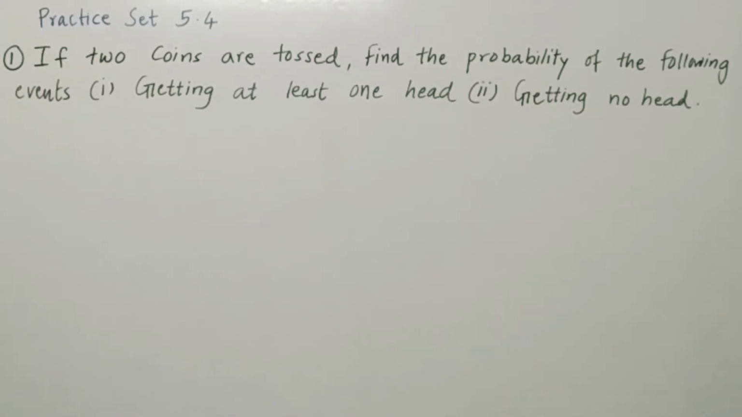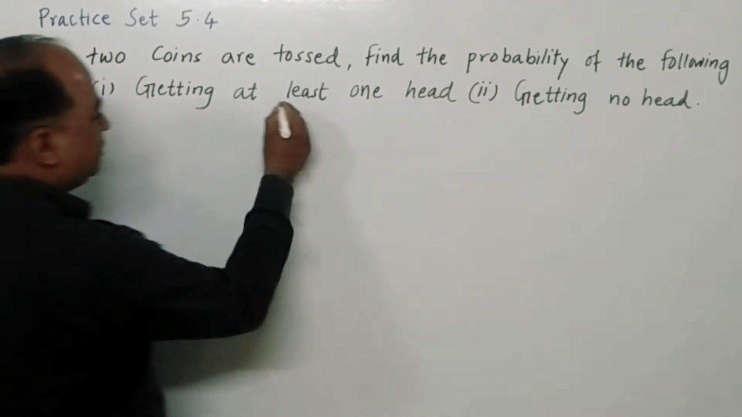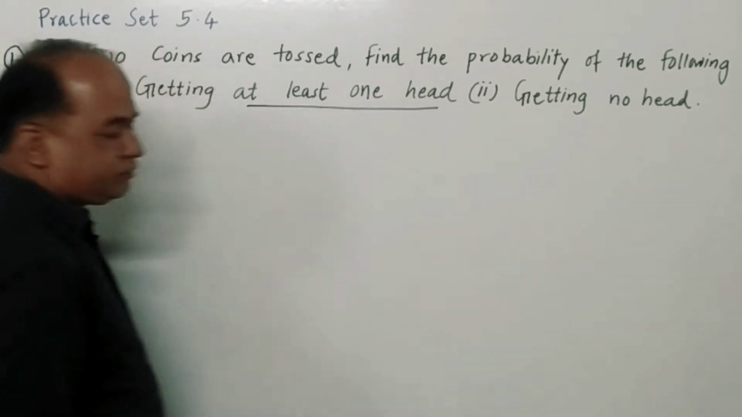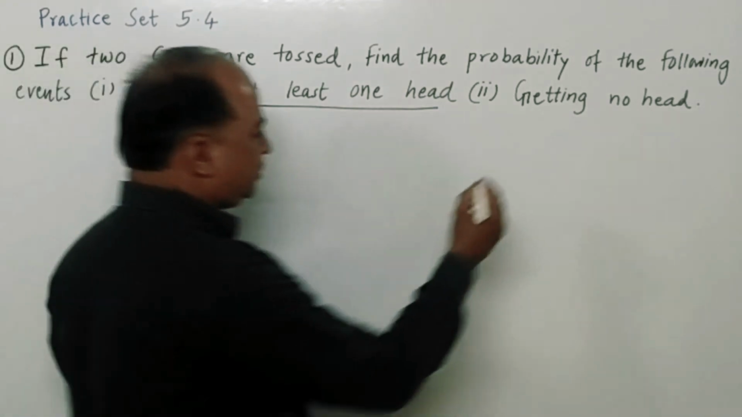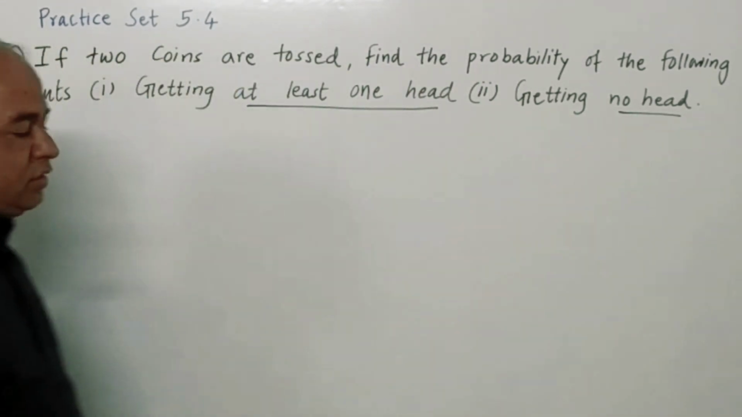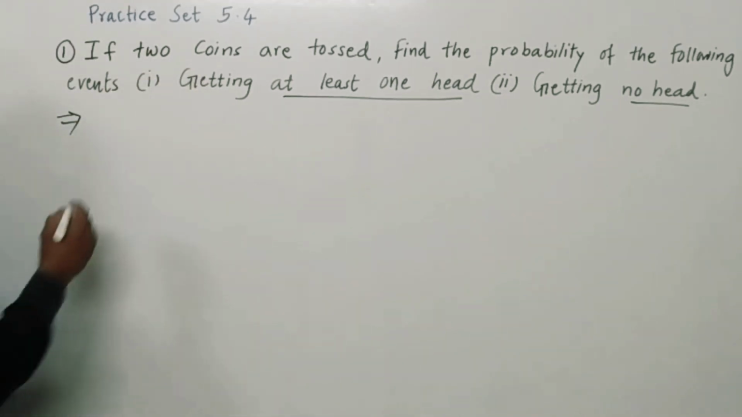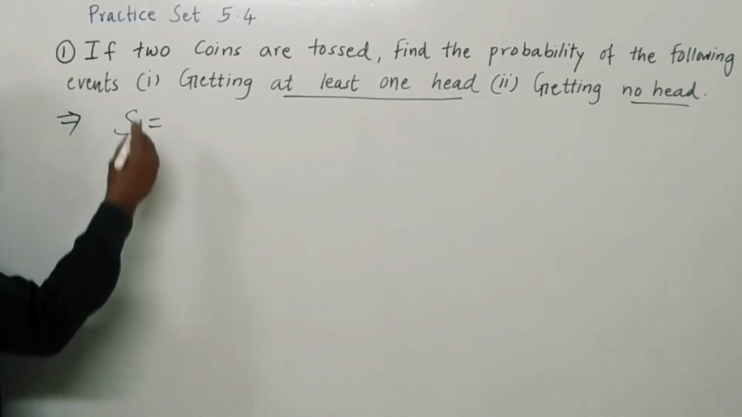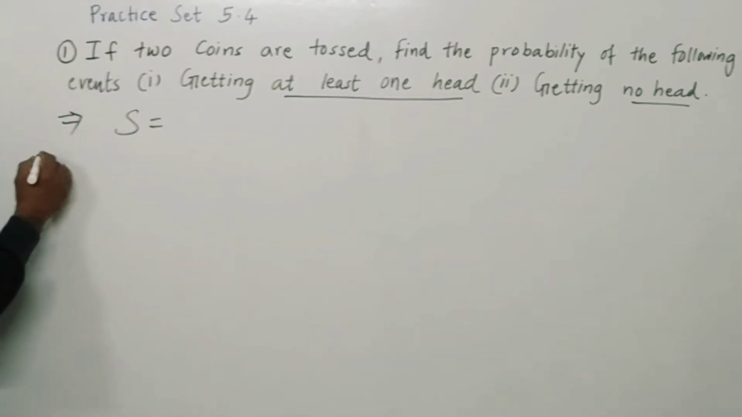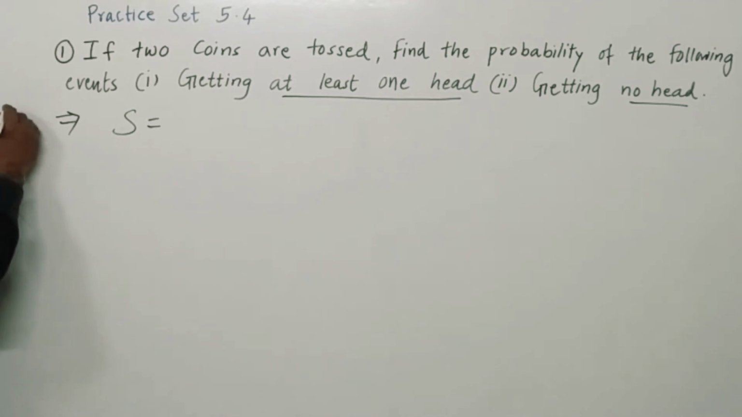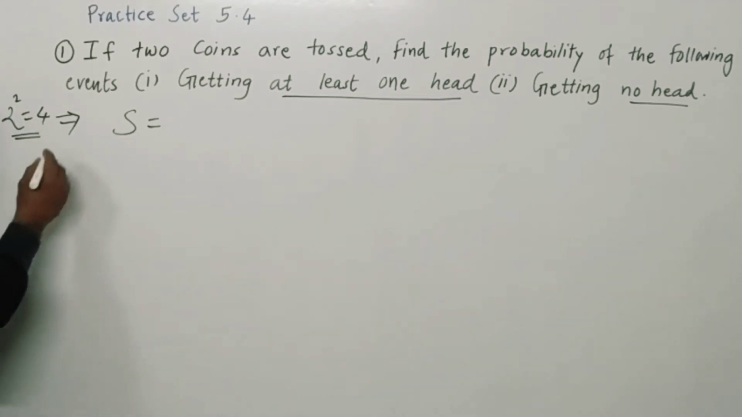Practice set 5.4. First example. If two coins are tossed, find the probability of the following events: first, getting at least one head, and second, getting no head. Here two coins are tossed, so first we will write the sample space. When two coins are tossed, the sample space has 2 raised to 2, which is 4 outcomes, since there are two outcomes when a coin is tossed.